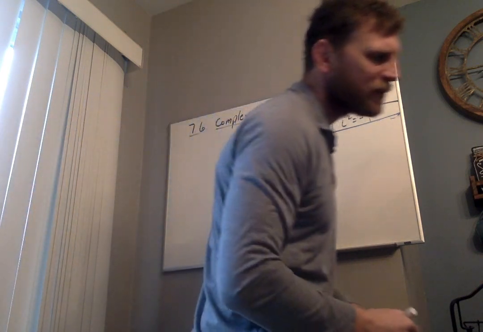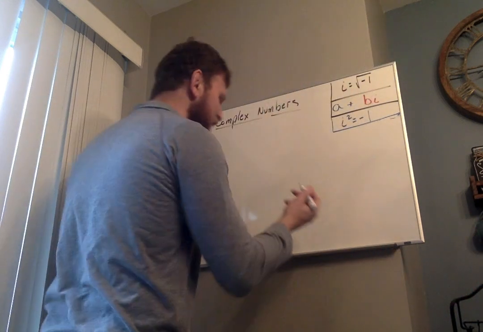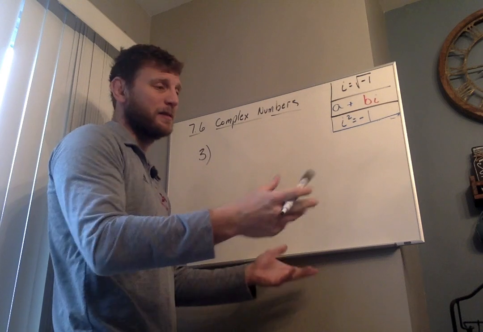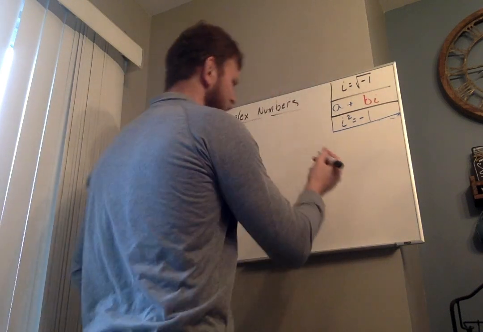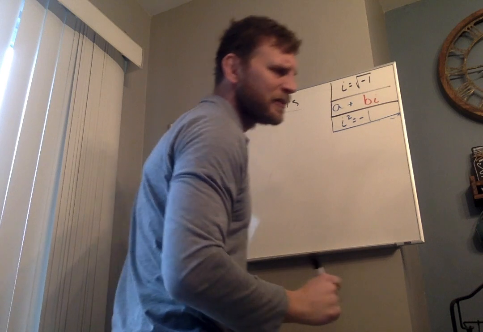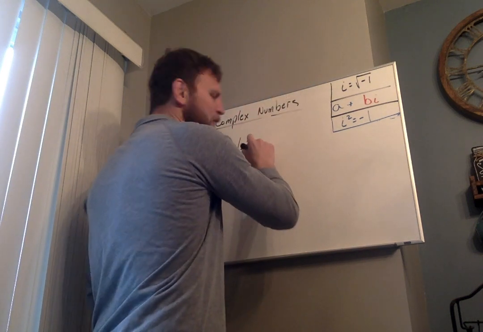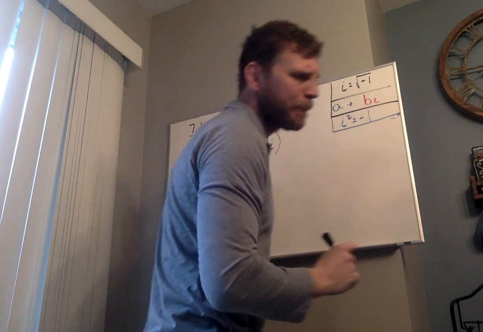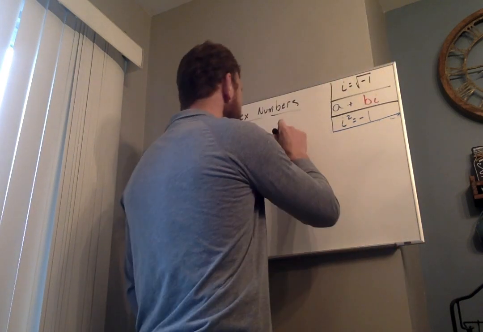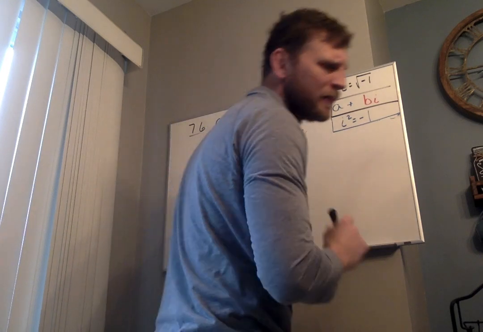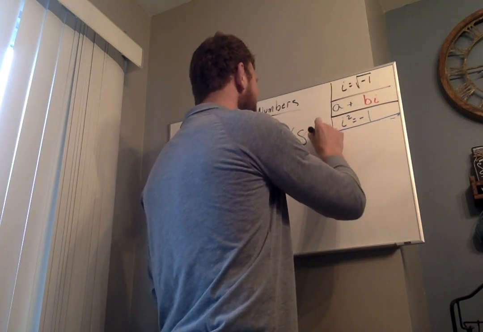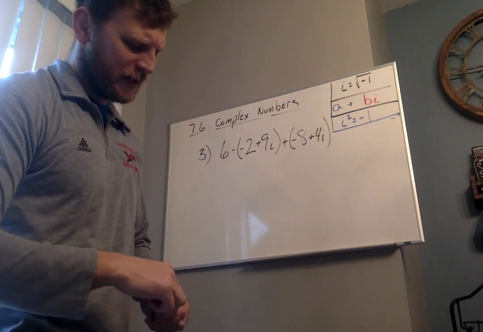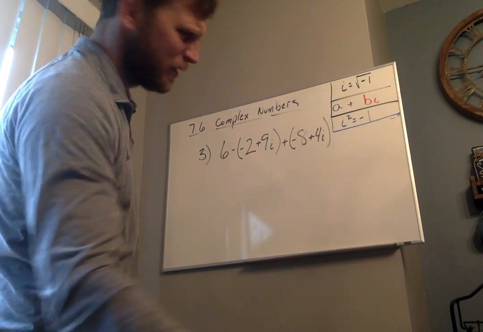All right, so let's look at number 3. Number 3's got a lot going on. But I actually like these problems more than the square root problems. So you'll see what I mean. -6 minus -2 plus 9i plus -8 plus 4i. All right, well, this is nice and simple here. Most of you guys are probably like, whoop, there's no way it's simple.